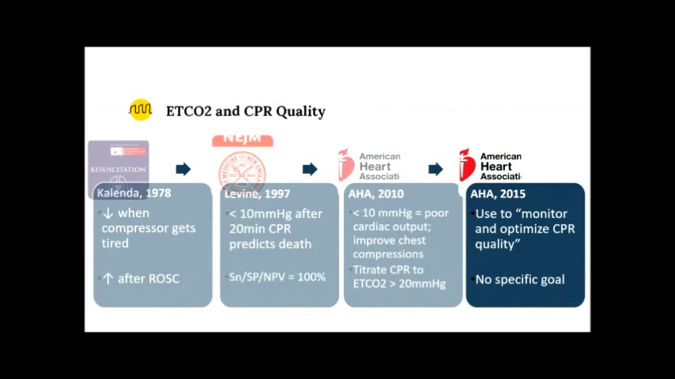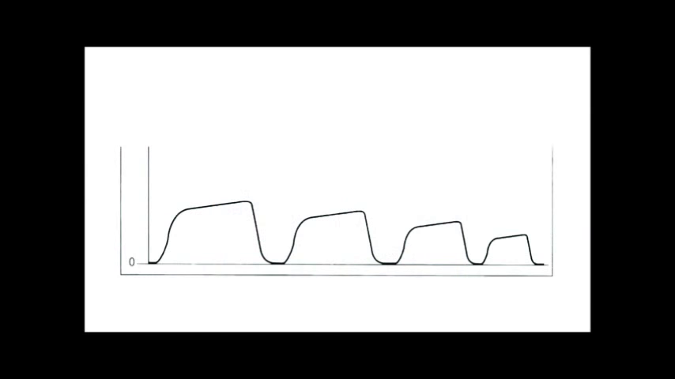And I think that's the message I'm trying to display here: there's no evidence to give us a certain number to titrate to. If you can compress and keep that patient above 10, you're probably doing them a service. But if you start to see a waveform that looks like this, where you're hitting a number and then it starts to drift off, this might be a time where you consider switching out that compressor even before your 2-minute time to switch out.